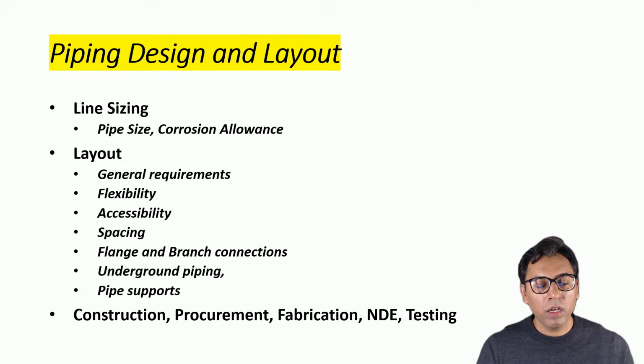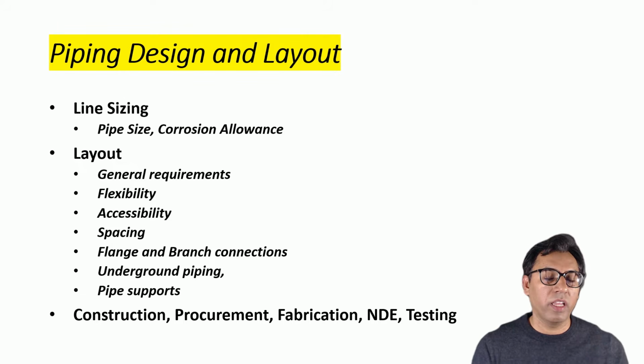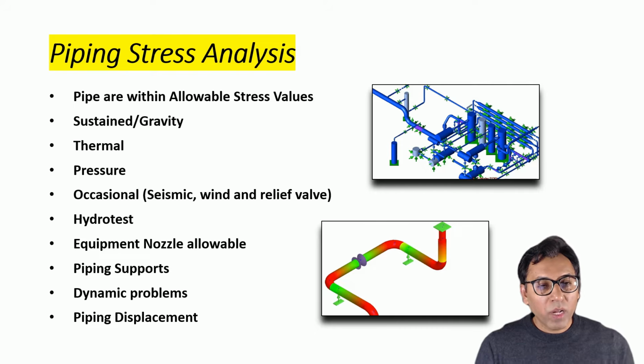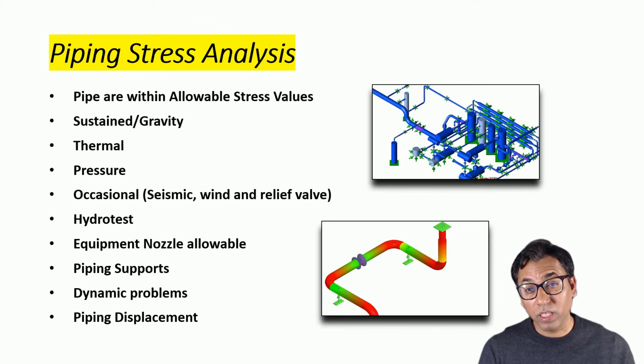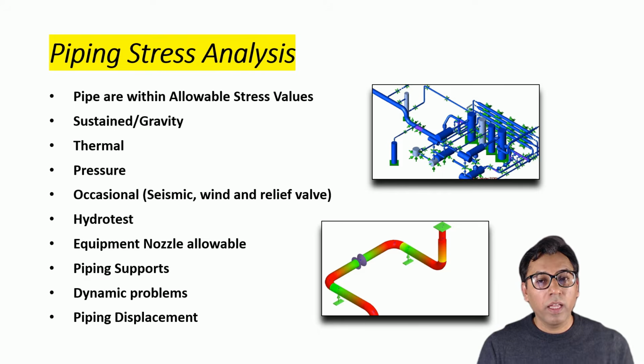Right, now let's talk briefly about piping stress analysis. Whatever piping code we use, it could be B31.1, B31.3, or any other code, it is a code requirement to make sure that whatever piping design or layout we do, the stresses produced in the system should be within the allowable code values.